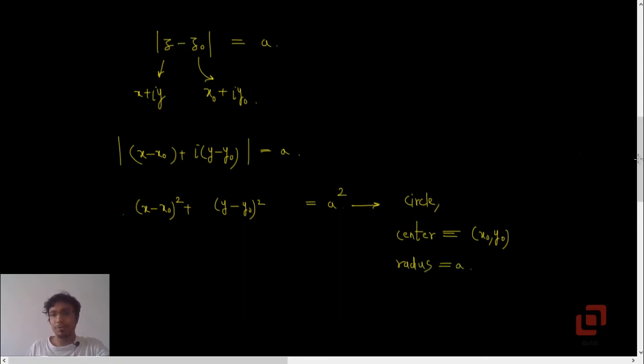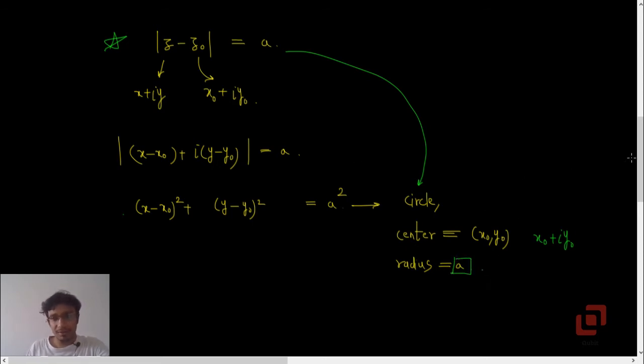Alright, so we have the equation as mod of z minus z0 equal to a. It actually represents a circle centered at the point x0 comma y0 or in the Argand plane, that point which represents the complex number x0 plus i y0, and the radius of this particular circle is equal to a.